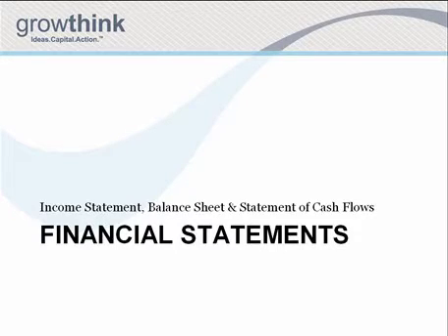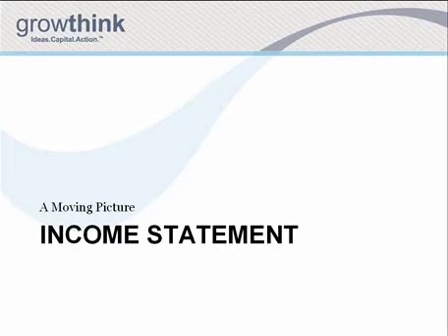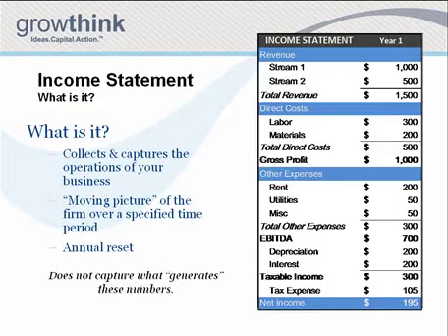And now I'm going to walk through what the key financial statements are. And this is really the income statement, the balance sheet, and the statement of cash flows. The income statement is known as the IS. The balance sheet is abbreviated as the BS or B/S, and then the statement of cash flows is the final statement. So let's talk about what the income statement is.